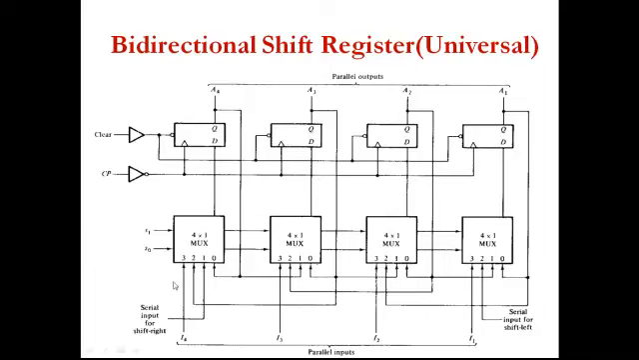So this is the operation of the bidirectional shift register, which we also call a universal register, because it is able to perform the shift right operation, the shift left operation, and also the parallel operation. So we will stop here for this particular session, and we'll continue with the concepts in the next video lecture. Okay, thank you.